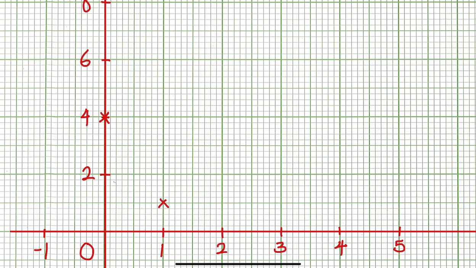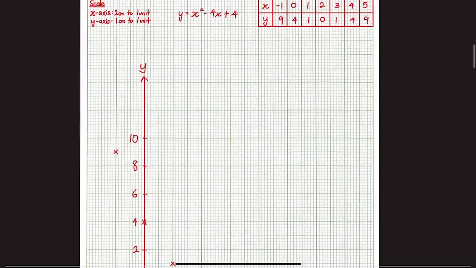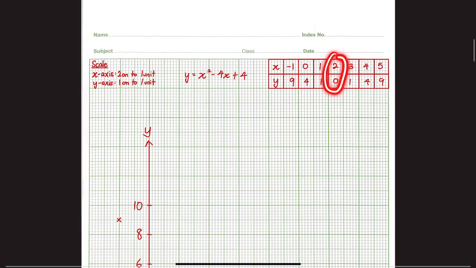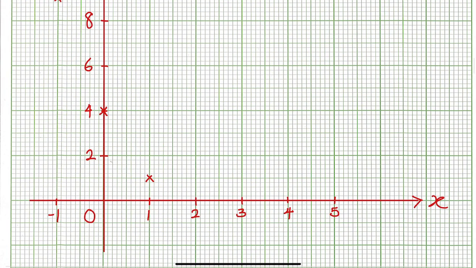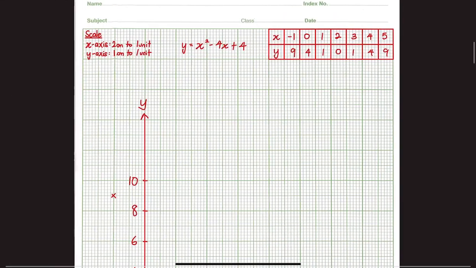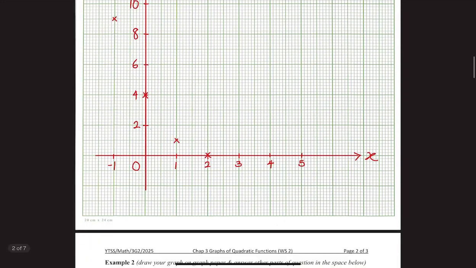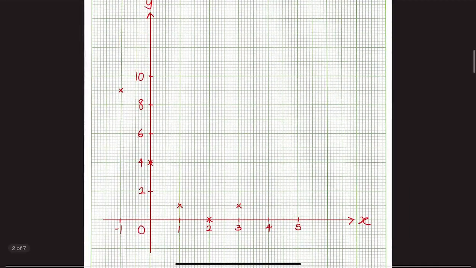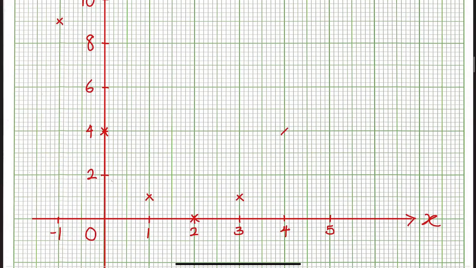This is 1, 1. Then from there, x-axis is 2, y-axis is 0. So when x is equal to 2, y is 0. So therefore, it is this value over here. Then continue from here. When x-axis is 3, y value is 1. So therefore, it is this point over here. Then next point, 4, 4, it will be this point over here.